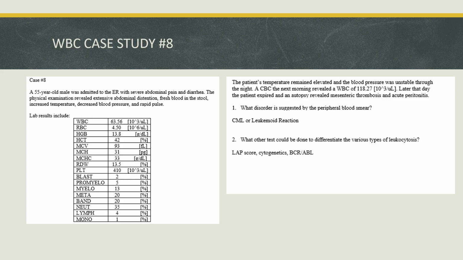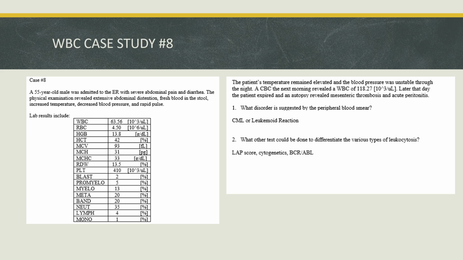There are a couple of things that we're going to use to separate those two. Obviously there's a huge jump from 63 to 118 in the white blood cell count. That typically doesn't happen in a CML because remember, that's a slowly progressing chronic condition, and we might see that in a leukemoid reaction. We would have to do other types of differential testing.